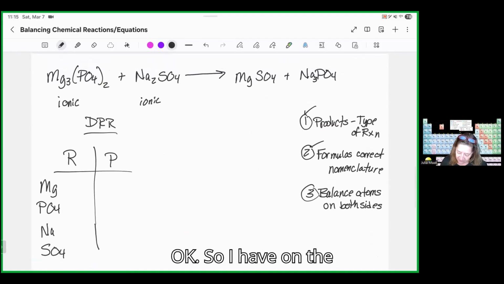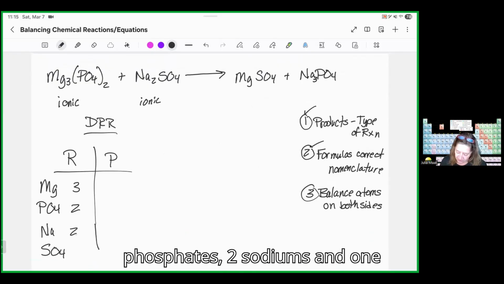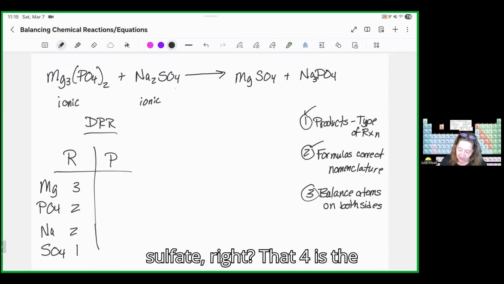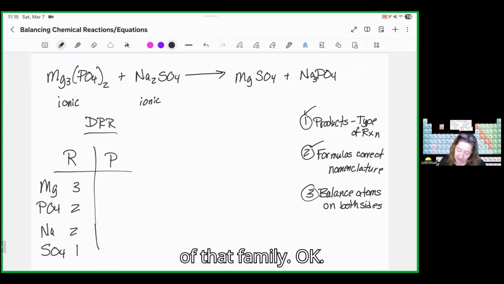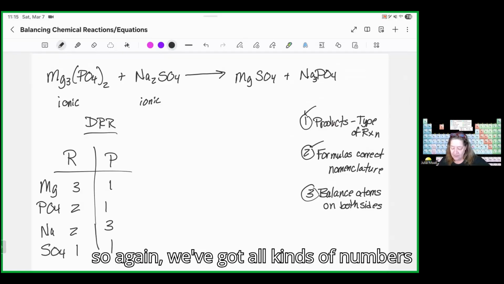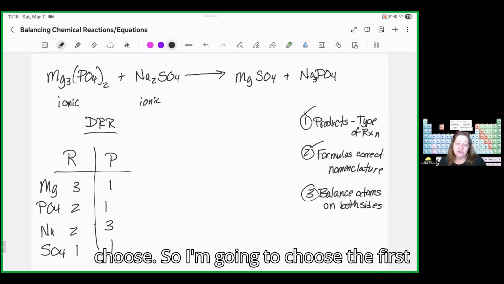Okay, so I have on the reactant side 3 magnesiums, 2 phosphates, 2 sodiums, and 1 sulfate, right? That 4 is part of the family. And on the product side, I have 1 magnesium, 1 sulfate, 3 sodiums, and 1 phosphate. So again, we've got all kinds of numbers going on here. So we just have to choose. So I'm going to choose the first one.